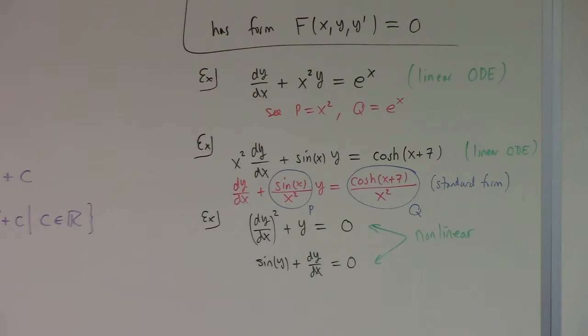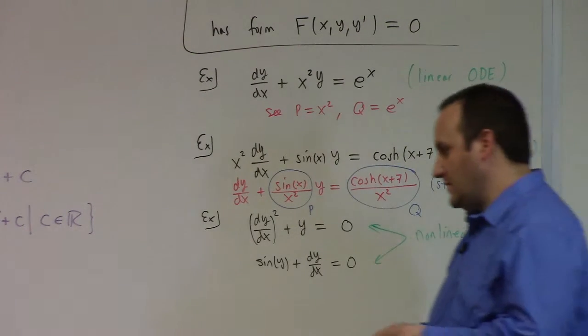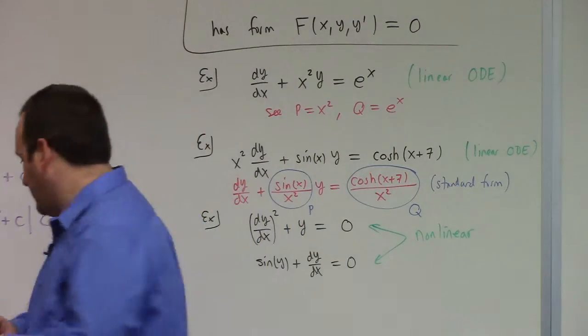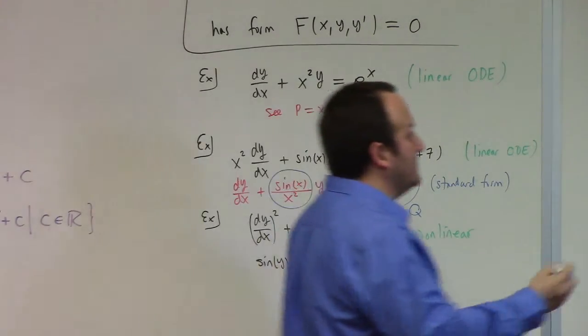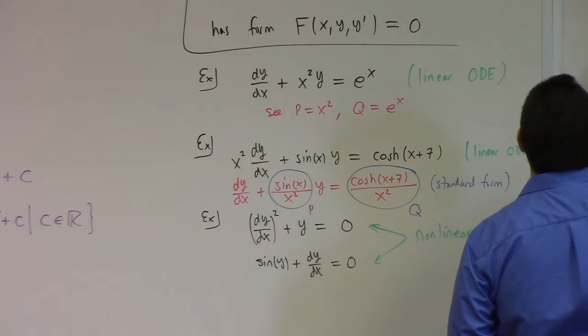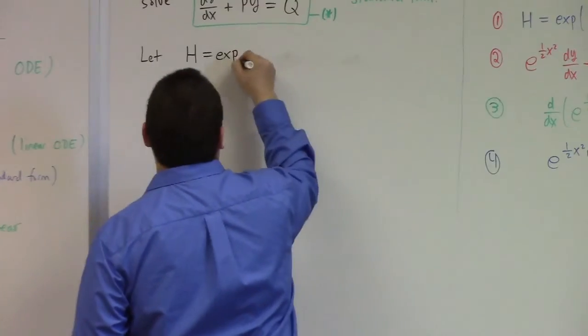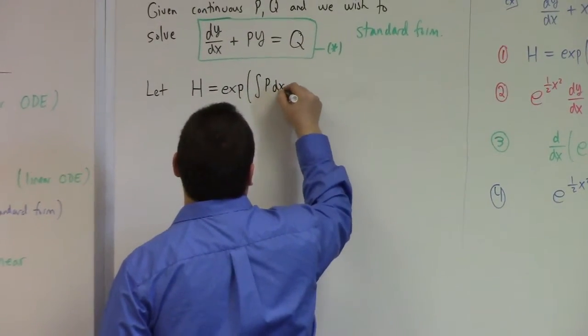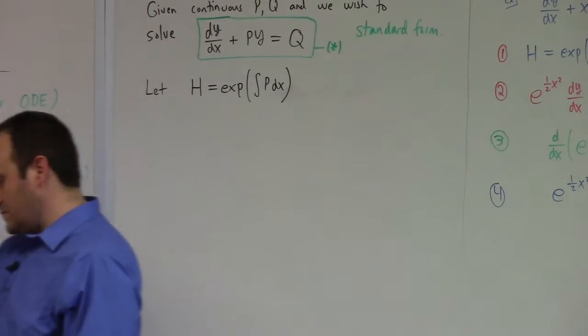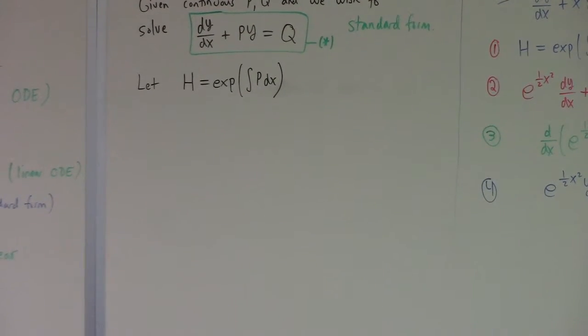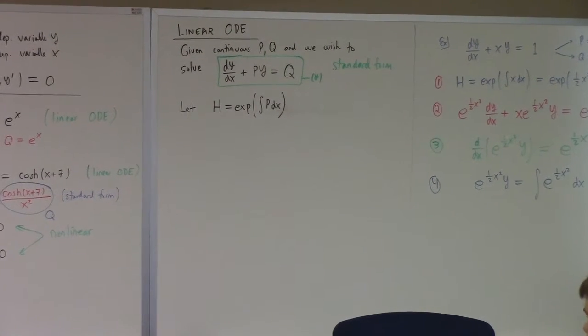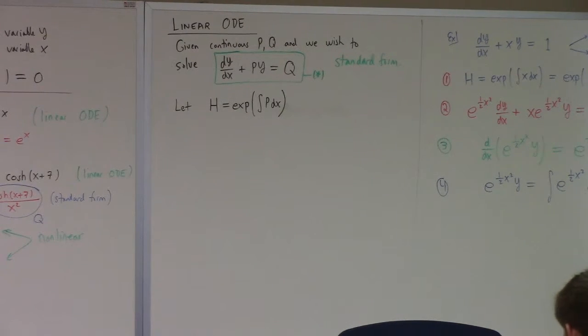Okay, so now the next move is kind of shocking. We introduce something called the integrating factor. I'll follow your book. He calls it h. So we let h equal the exponential of the integral of P dx. To which you probably should be like, what on earth are you talking about? Why would you do that, right?